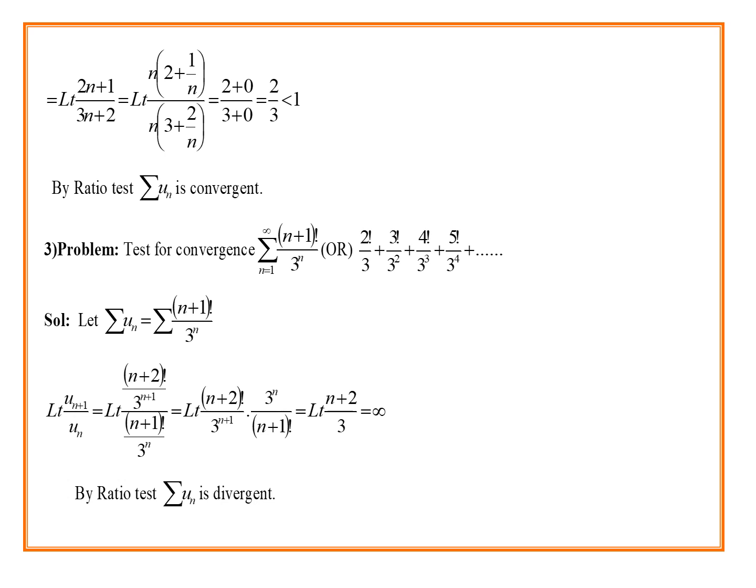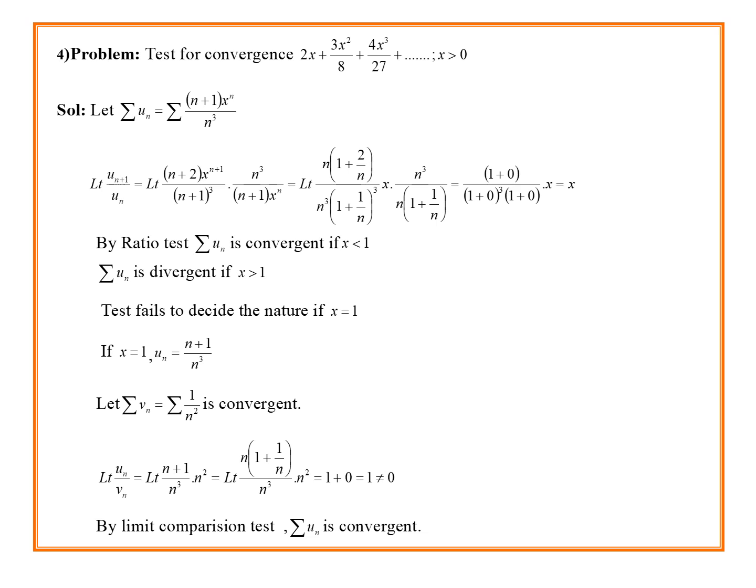Here L is equal to 2 by 3. It is less than 1. So by the ratio test, sigma un is convergent. In the same third problem, we have factorials involved. So by using the ratio test, we can find the nature of the series. So that is a practice problem for you.